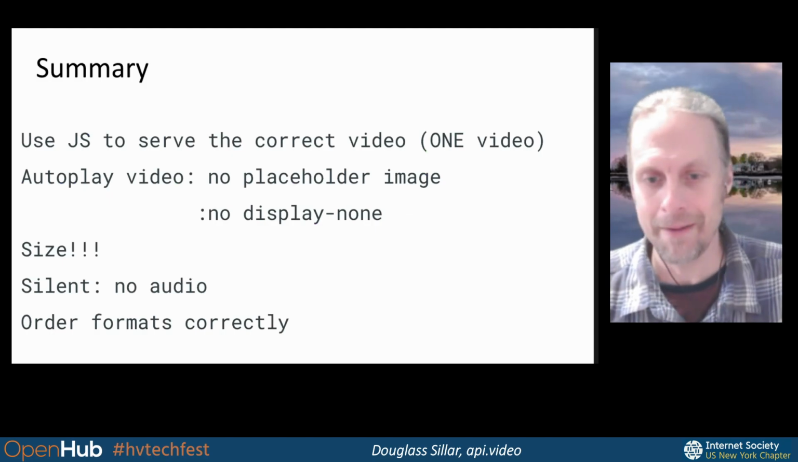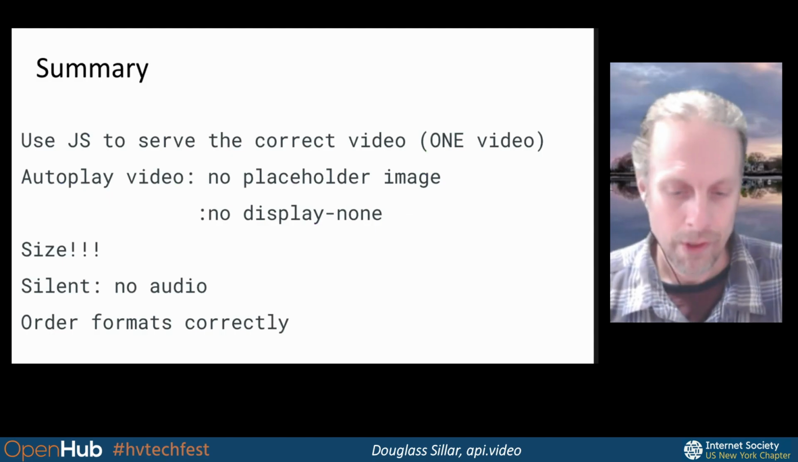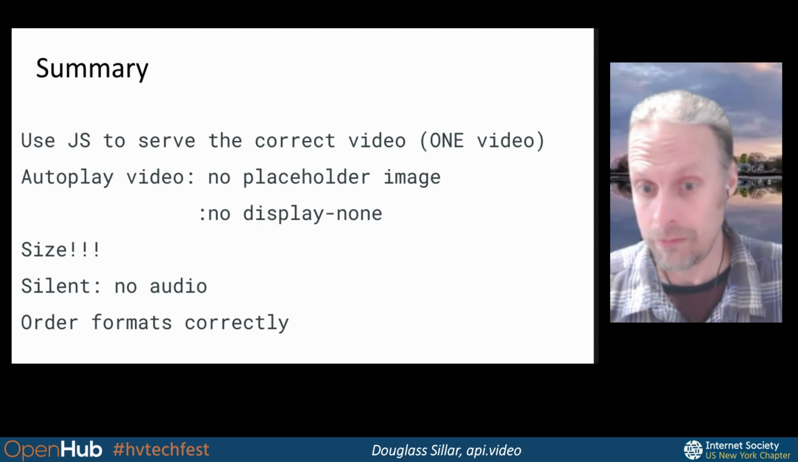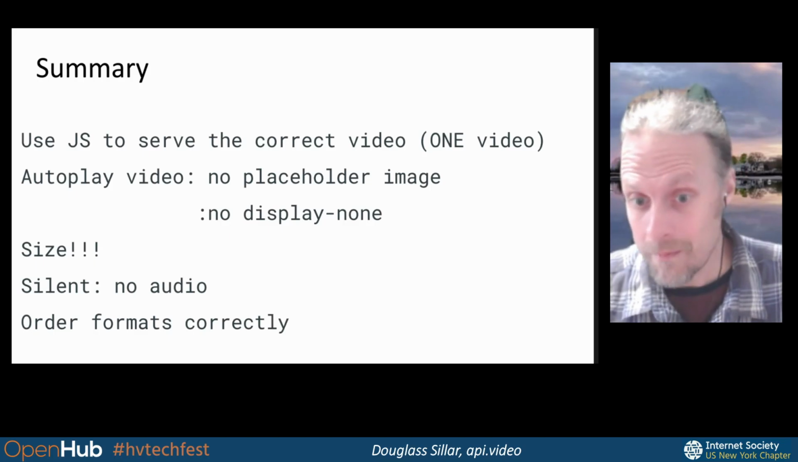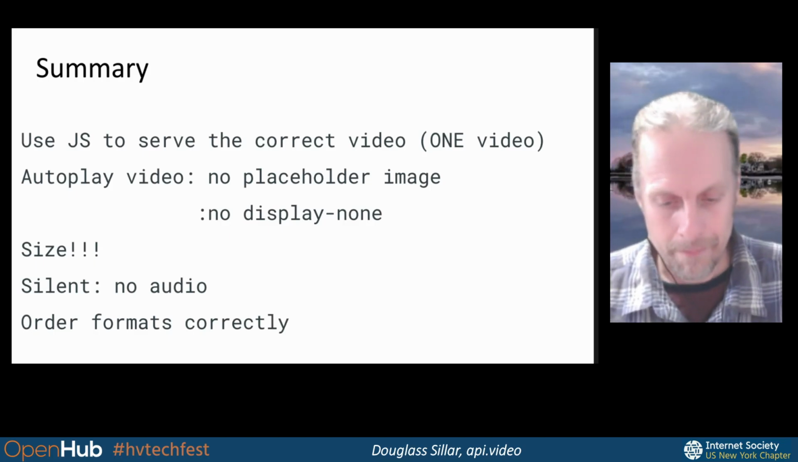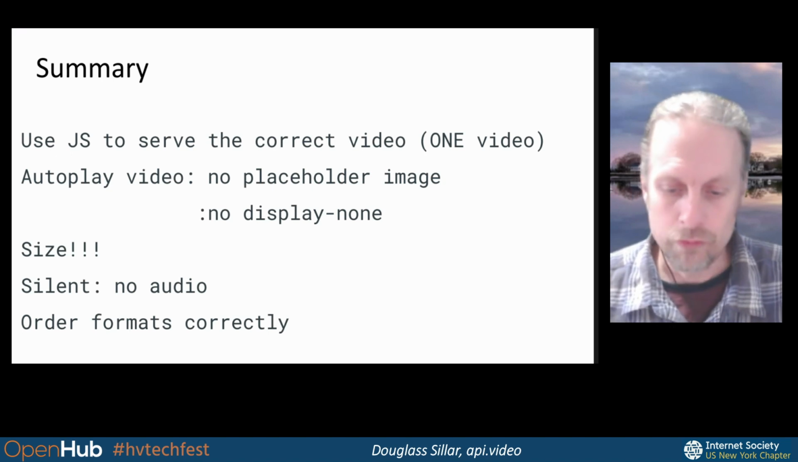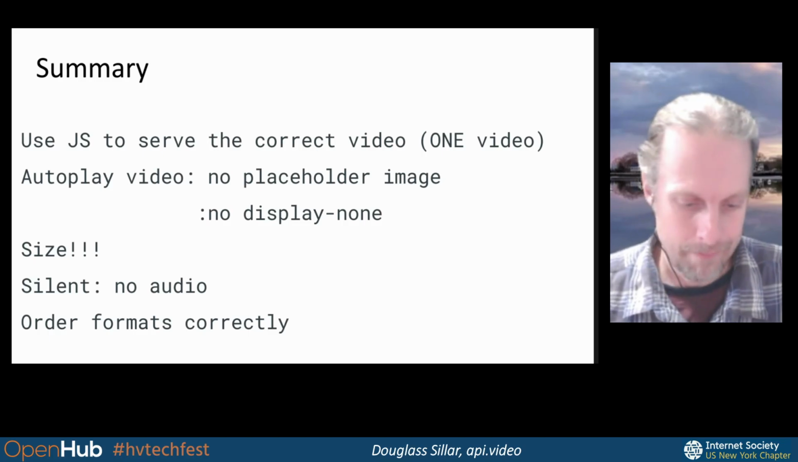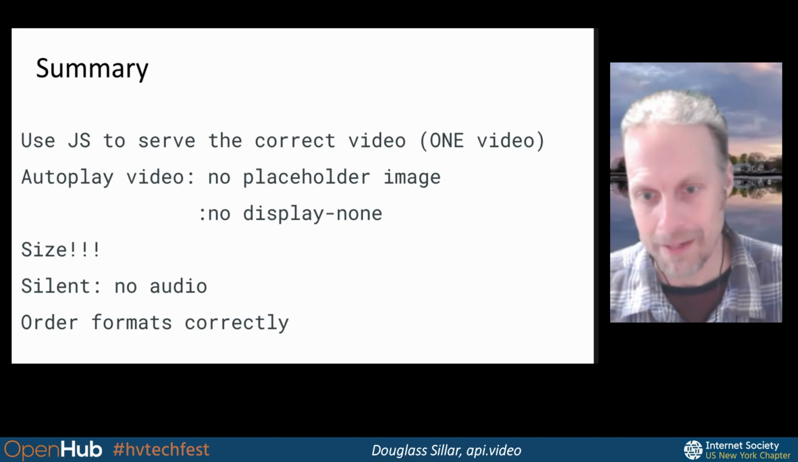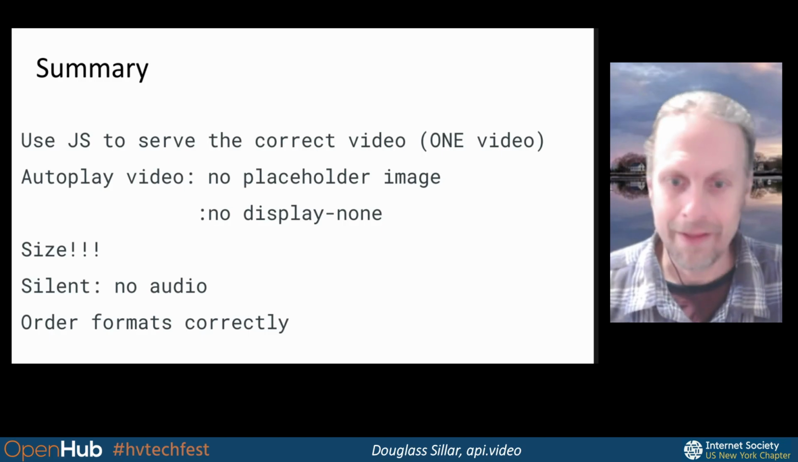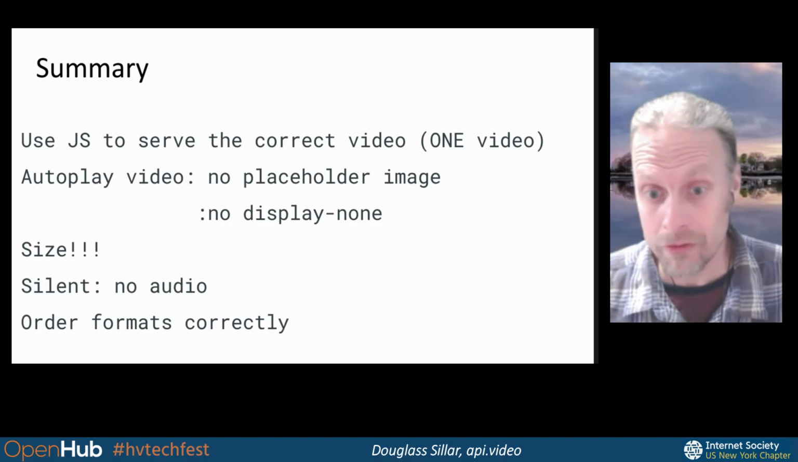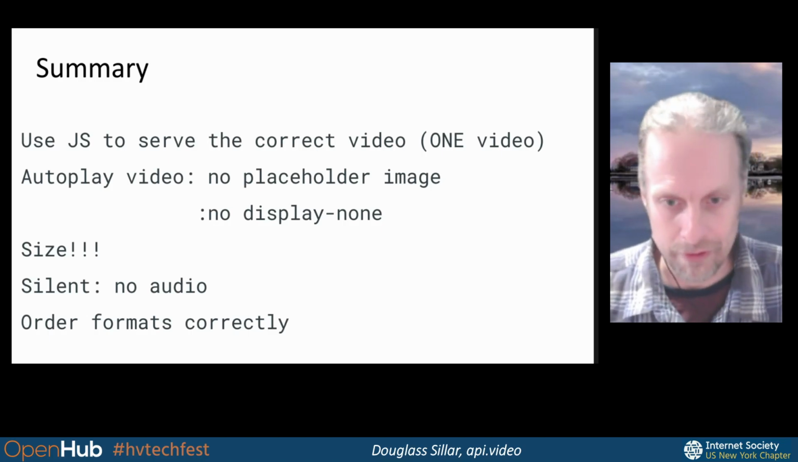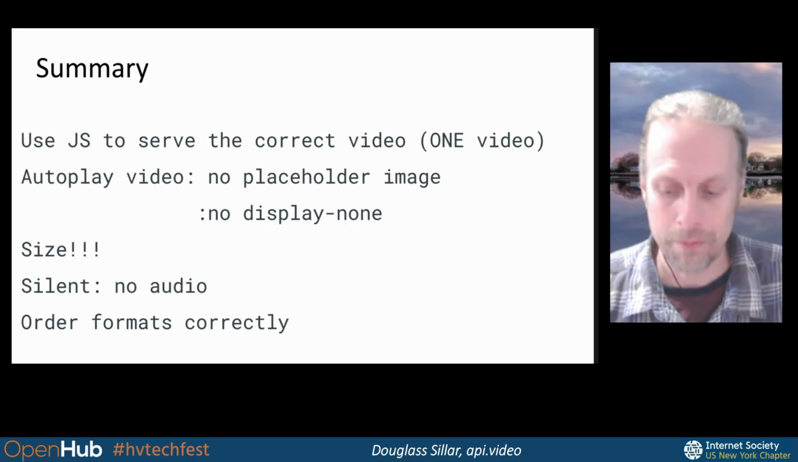So, a summary of all my examples of what not to do: use JavaScript to serve the correct video, you know, the Trump Tower example, right? Only serve one video. Put them in the right order if you have multiple videos using the source tag. If you're going to autoplay the video, you don't need the poster image. You don't want to use display none. Resize your videos so you're not killing people's data plan. If it's silent, you can remove the audio and then order the formats correctly. With those things, you can use the video tag and you'll be super successful. It's going to be such a better experience for your users.